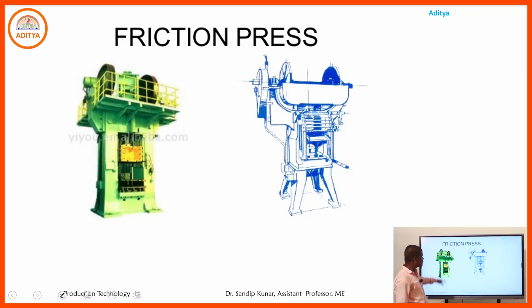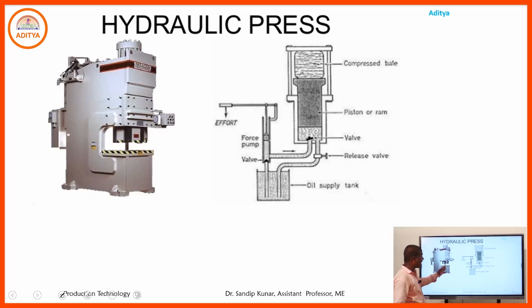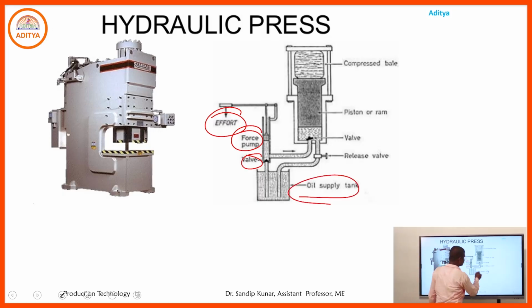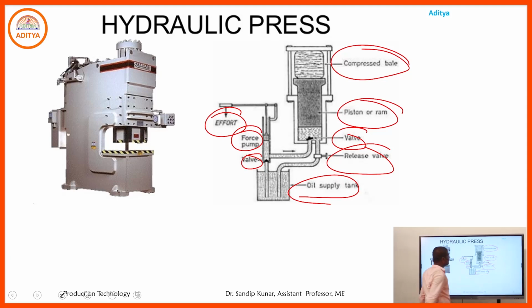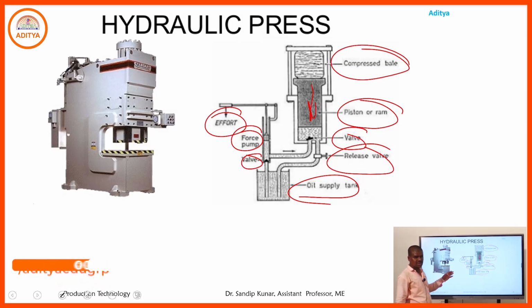That picture shows the friction press. That shows the hydraulic press. That is the effort force pump. That is the valve, means it controls the flow of the liquid. That is the oil supply tank. Release valve, piston or ram, and that is the compressed bell, and that is the piston. Due to the compressed bell, pressure is applied on the liquid and it goes upward.